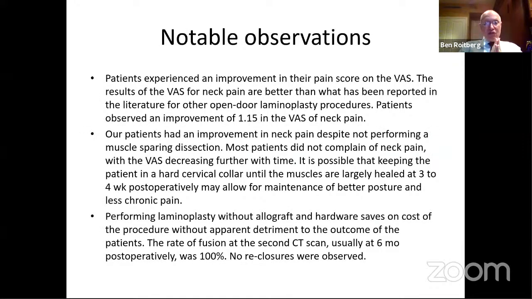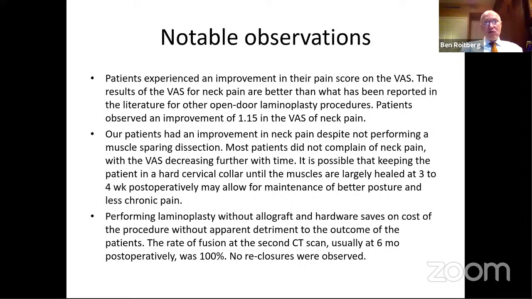I have some observations to share. First of all, the patients experience an improvement in their pain score on the VAS, including neck pain. The results of the VAS for neck pain are better than what has been reported in the literature for open door laminoplasty procedures. They observed an average improvement of 1.15 points on the VAS of neck pain. And I speculate that early use of a collar has contributed to that.